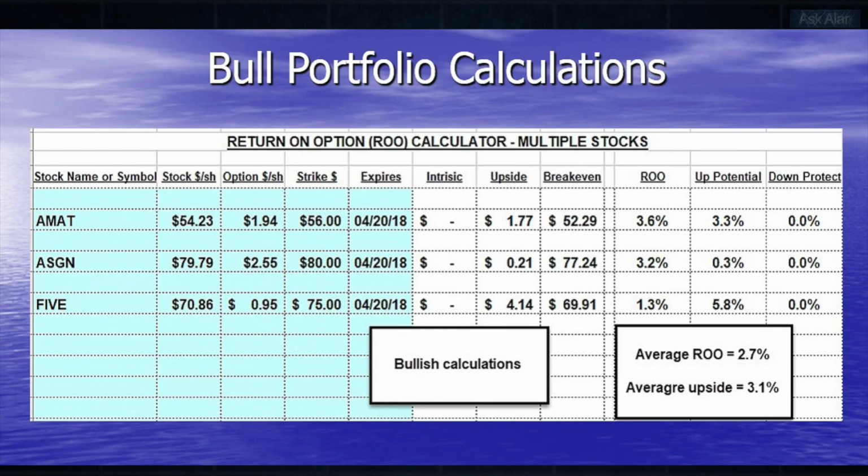And we feed the information into the multiple tab of the Ellman Calculator. And here we could see that for AMAT, ASGN, and FIVE, we used all out of the money strikes, and those generated return on options, or ROEs, of 3.6, 3.2, and 1.3%, as you could see on the right side of the screenshot. And that averaged out to an ROE, or return on option, of 2.7%, certainly well within our 2 to 4% range as far as initial time value premium.